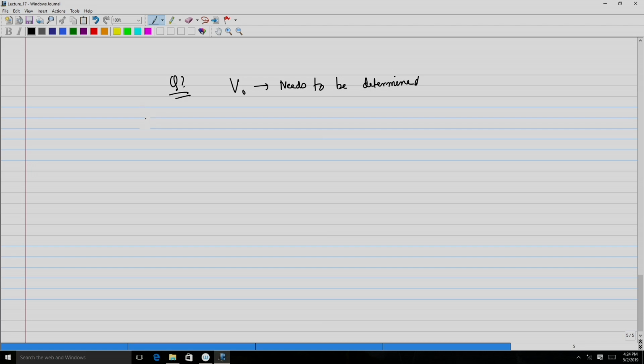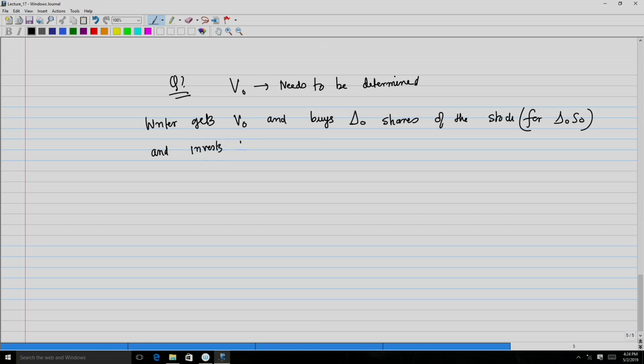So, the idea is the following: the writer gets V naught and buys delta naught shares, delta naught yet to be determined, of the stock, just like we had done in the case of the single period model, for a total amount of delta naught S naught, and invests the balance. What is going to be the balance? The balance is going to be V naught minus delta naught S naught at rate R.